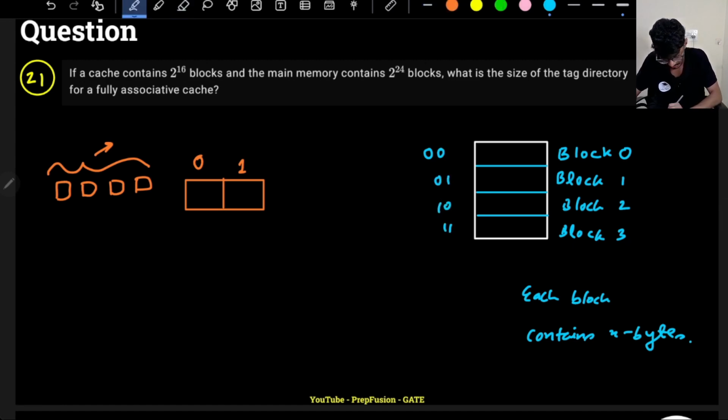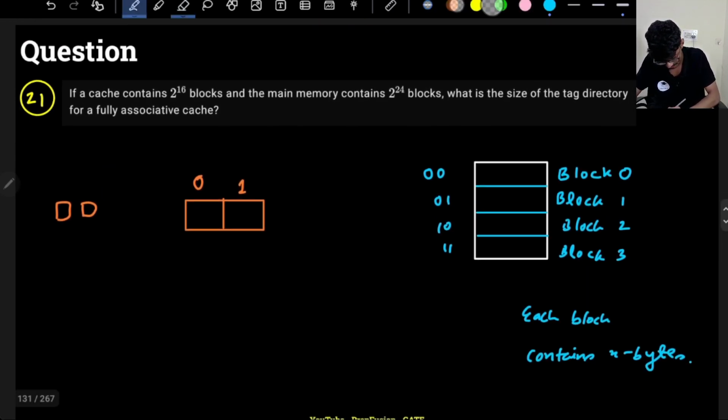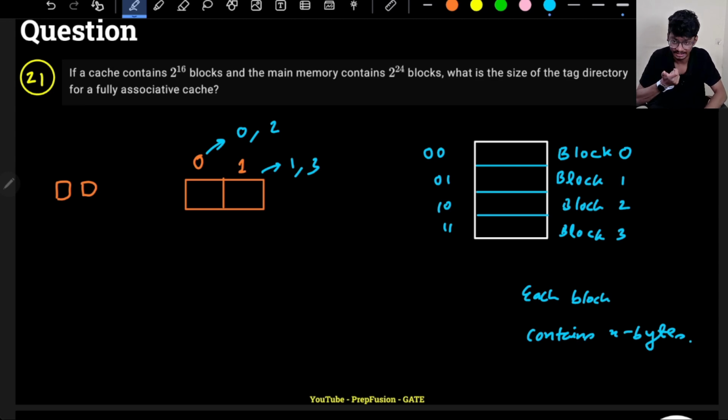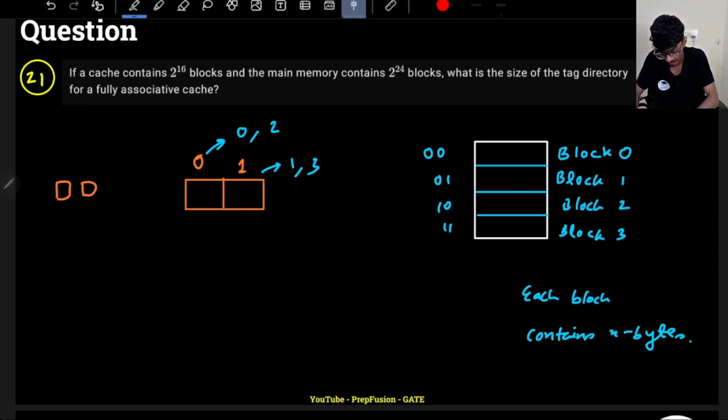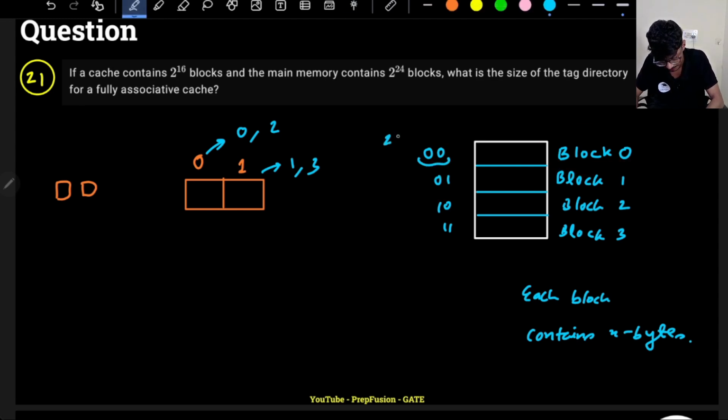So how do I identify the tags? Currently there will be 2 tags. That is fine. So which things will be present in block 0 of cache memory? 00 and 10, that is block 0 and block 2, and in 1 there will be block 1 and block 3. So what is the tag? The tag is the whole block address, whatever is the address of the block. This whole 2 bits is the tag.